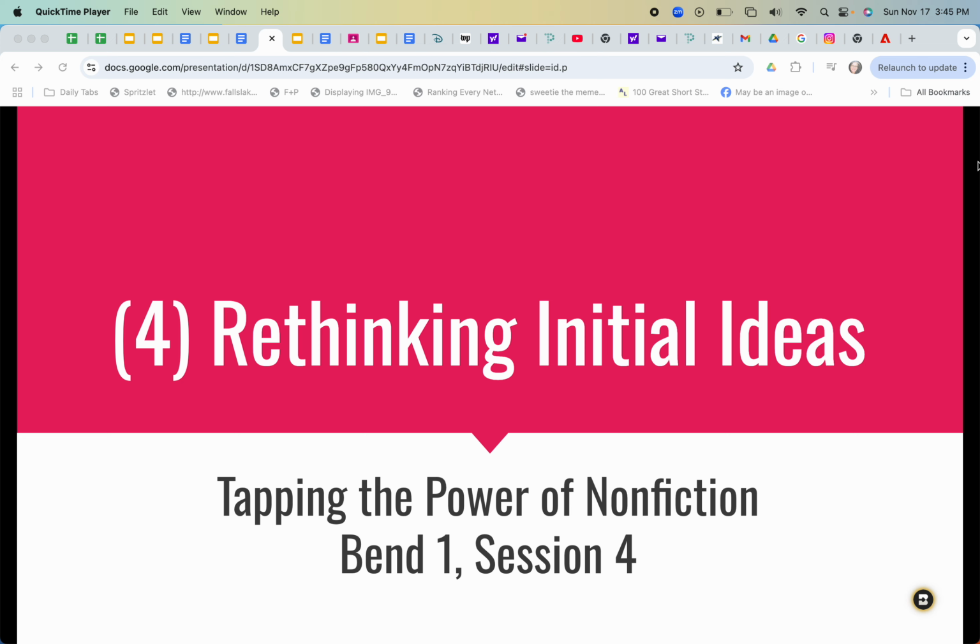Open up your notebooks to your next clean white available page, and at the top write "rethinking initial ideas," because today is going to be about expanding those central ideas. So write that down, "rethinking initial ideas," and today's date in the upper right hand corner. So take a moment to do that. We can pause the video. Okay.